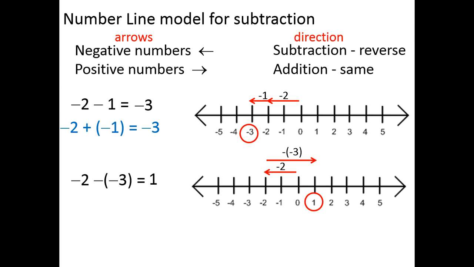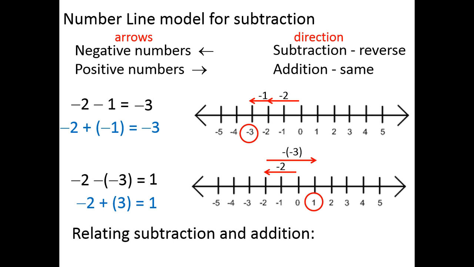Now these statements are actually related to addition statements. We said that there was a relationship between subtraction and addition. In the first case, negative 2 minus 1 is the same thing as negative 2 plus negative 1. And if you look at the number line model, you'll see that that's exactly the same picture we would have drawn for negative 2 plus negative 1. And in the second case, negative 2 minus negative 3 is exactly the same as negative 2 plus positive 3. The number line model looks identical in both of them.